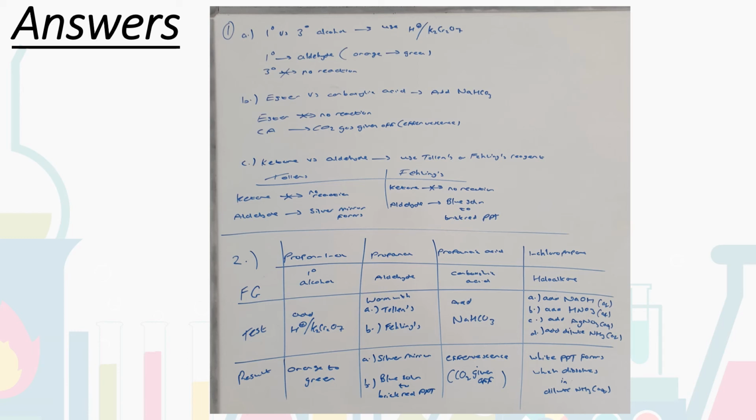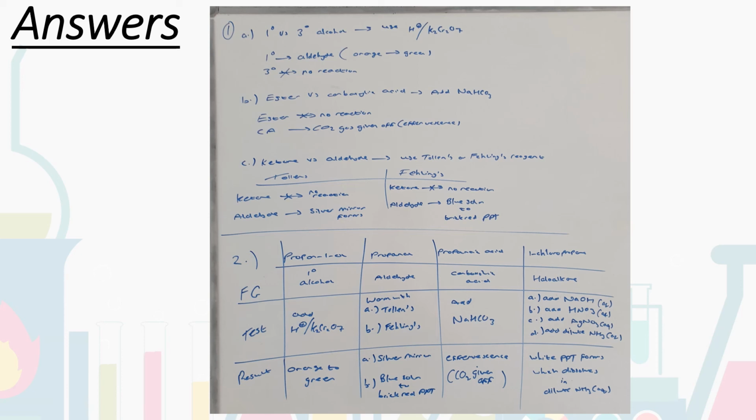If we use Fehling's reagent, then again, the ketone can't be oxidized easily using this, and so we'd see no reaction. We'd see just the blue solution of the copper hydroxide, which is Fehling's solution. If we have an aldehyde, that can be further oxidized up to our carboxylic acid. And so as we oxidize it to the carboxylic acid, the copper 2 ions get reduced to copper 1, we form copper 1 oxide. And this colour change is a blue solution to a brick red precipitate.